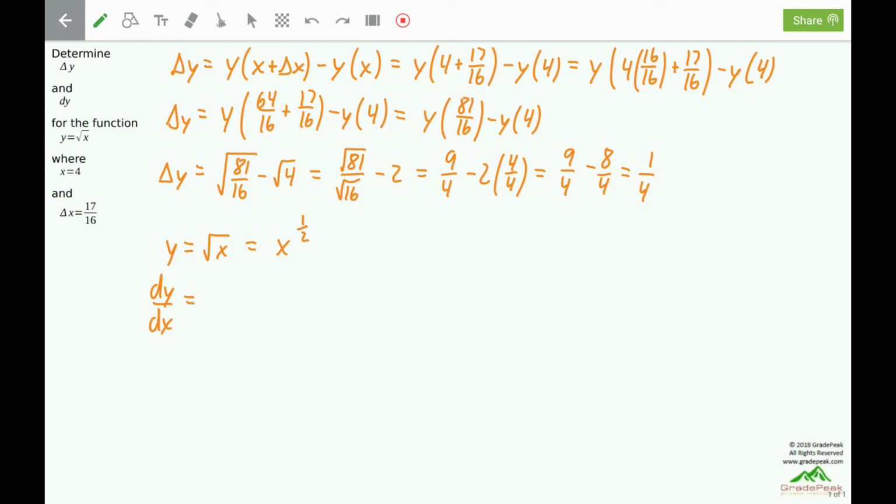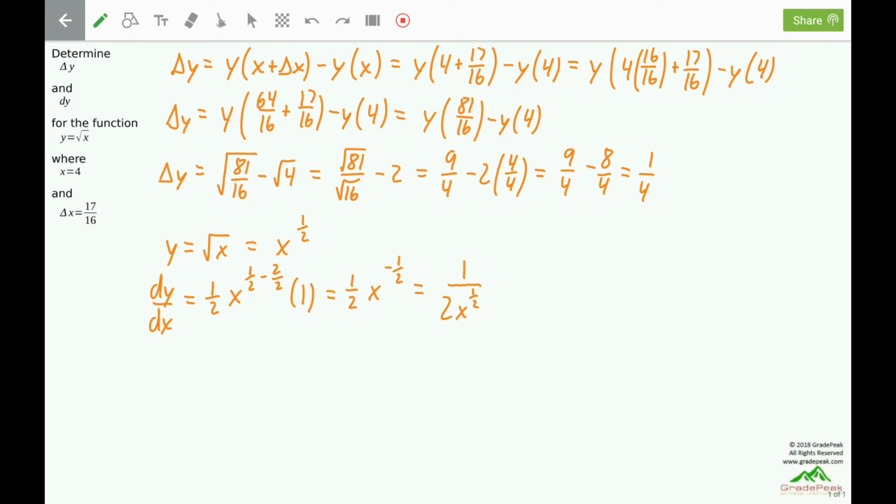So dy dx will equal the power rule, bring the power down, leave the inside alone, and then subtract 1 from the power. I will call that 2/2. Then multiply by the derivative of the inside to complete the chain rule. The derivative of x is just a 1. 1 times 1/2 is a 1/2, and then x raised to the 1 minus 2, negative 1/2 power. Since it's a negative exponent, we can move it into the denominator with the 2 to make it a positive exponent. 1 over 2x to the positive 1/2 power.